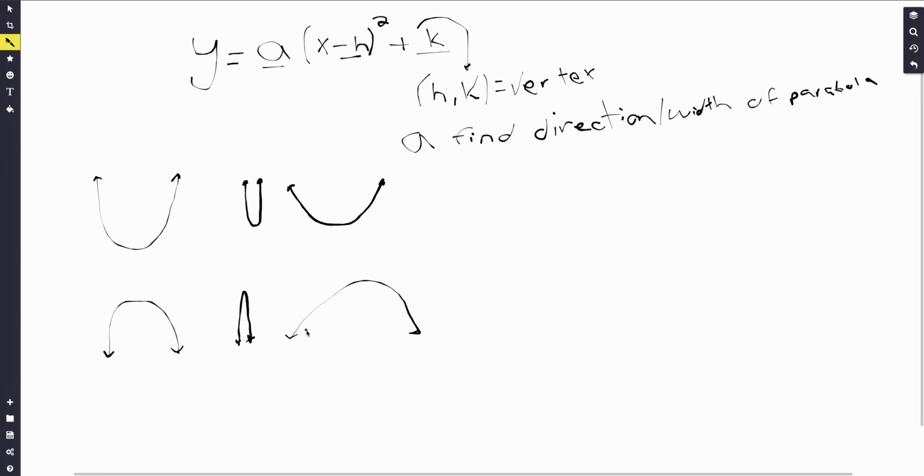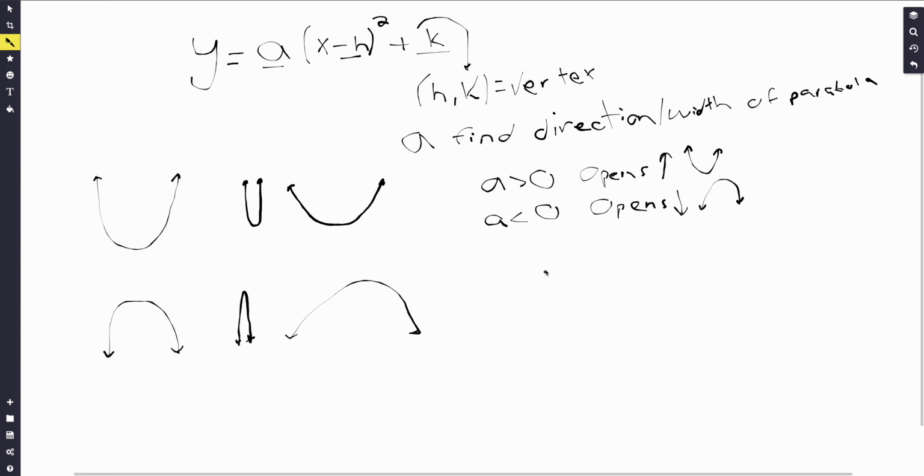Okay, let's go over the requirements to see if it opens up, opens down, is more narrow, or is wide. If a is greater than 0, then the parabola opens up, and that is basically seen like this. The next thing, if a is less than 0, the parabola opens down, and it would be like this. Just our general shapes that we already know.